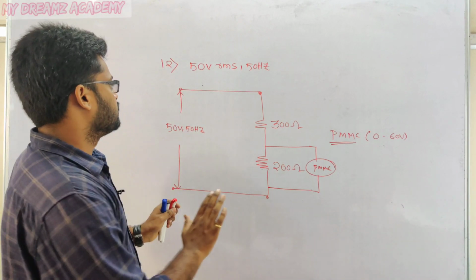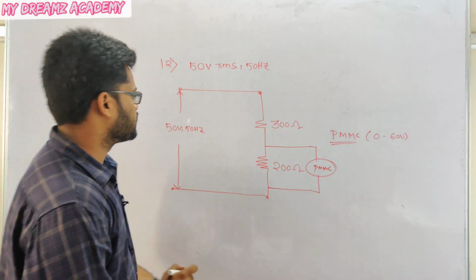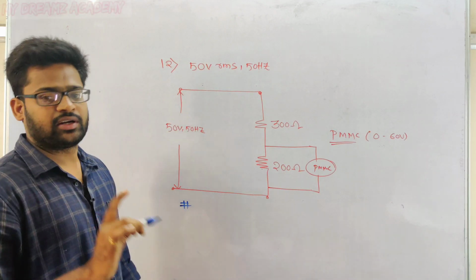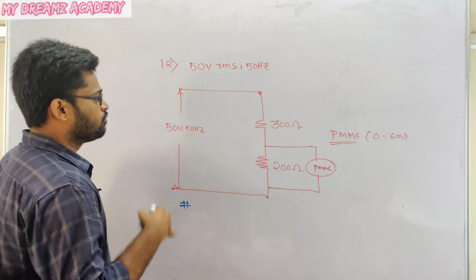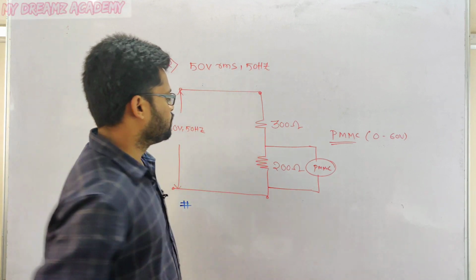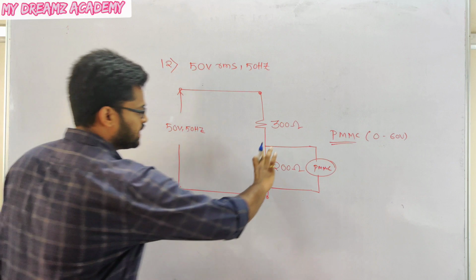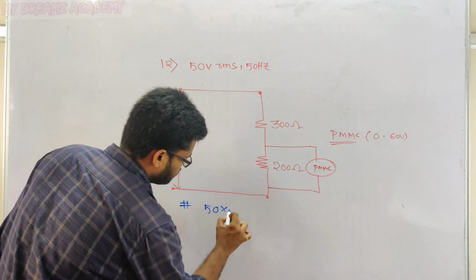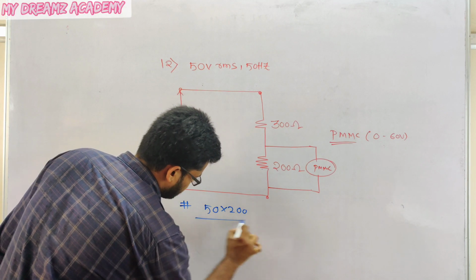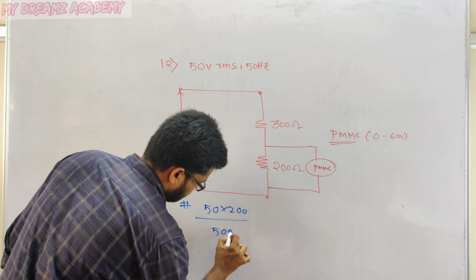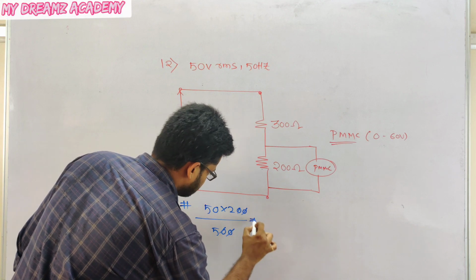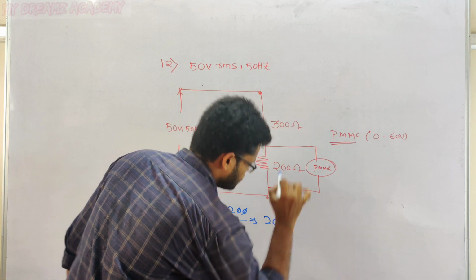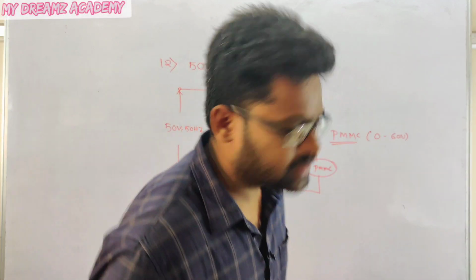Okay, very simple question. First of all, if I don't know anything about PMMC, what I have to do? Calculate the voltage division, calculate the voltage across this one. So total voltage is 50 into 200 divided by 500. The zeros will get cancelled. So it will give 5 ones, so 20 volts.